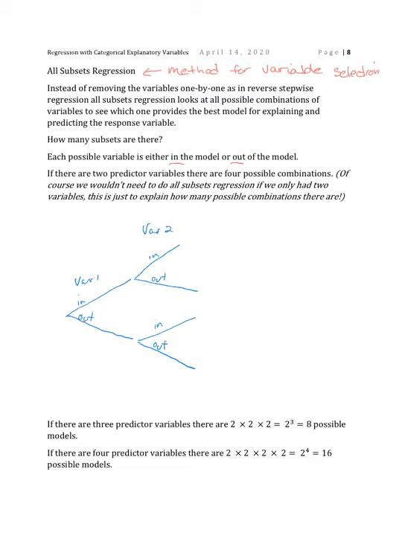So our 4 combinations are: we could have variables 1 and 2, we could have just variable 1 only, or we could have 2 only, or we could have neither, which would be just the intercept, or a horizontal line. Now, of course, we would never do all subsets regression if we only had 2 variables, but this is just so we can think about how many combinations there are.